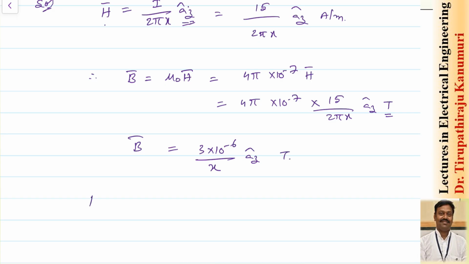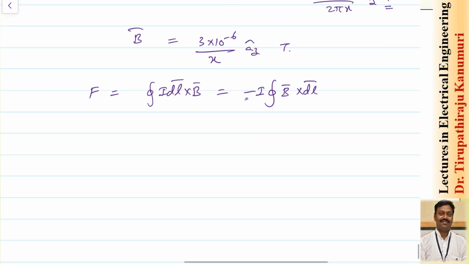So now I want to calculate the force. The force I have just derived can be written as the closed integration of I dL cross B, or I can write it in another way, as minus the integration of B cross dL, and I, being constant, I can take out. Why is this minus sign there? Because A cross B is equal to minus B cross A. I am using that formula here.